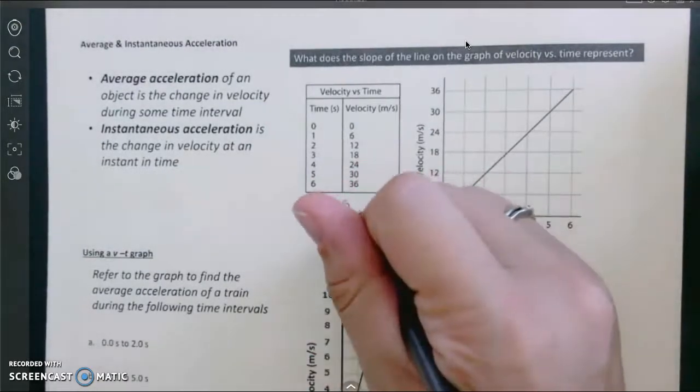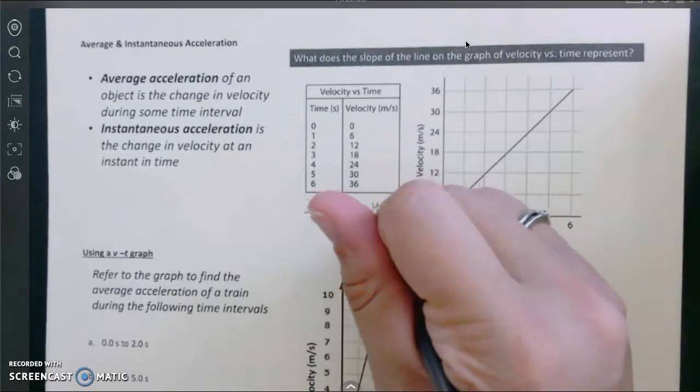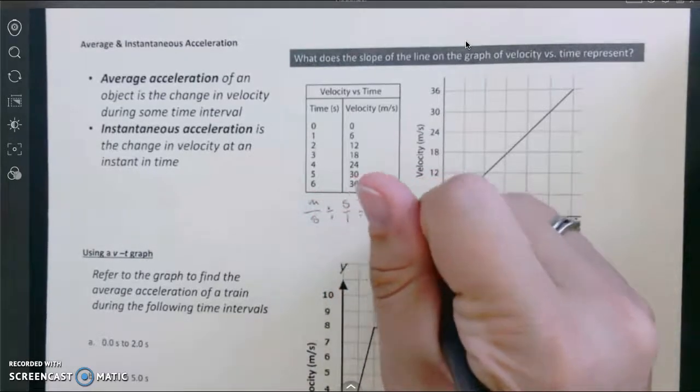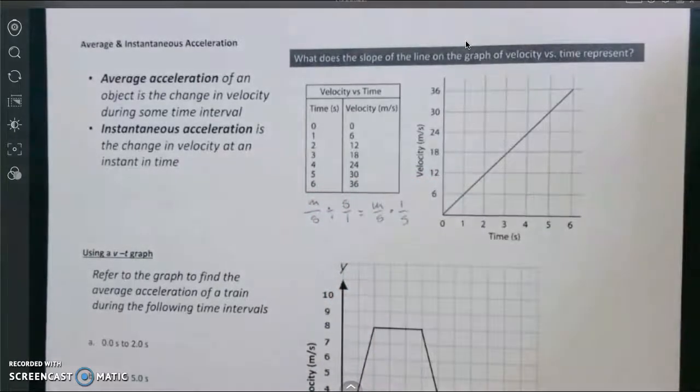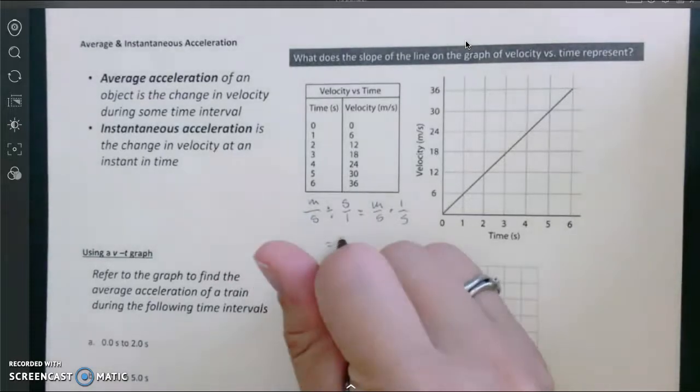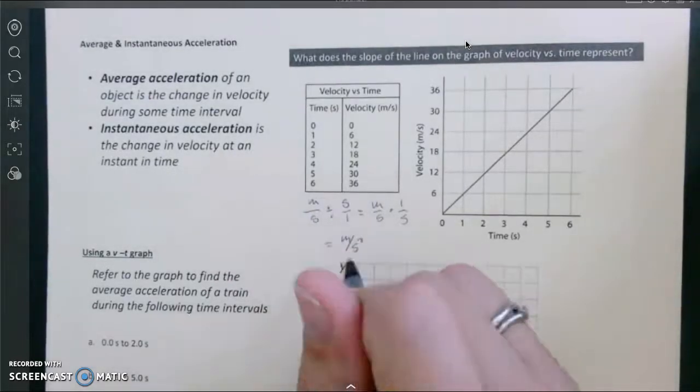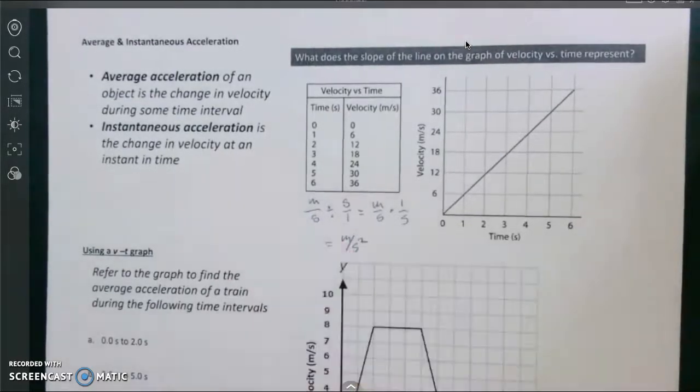It's a little unit analysis here. Let's see, it'd be meters per second multiplied by the inverse, and that would leave us with meters per second squared. And that is units of acceleration. And so the slope of a position versus time graph is velocity, and then the slope of a velocity versus time graph is acceleration.